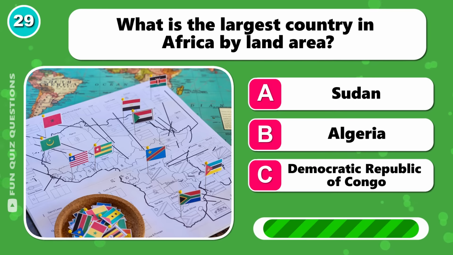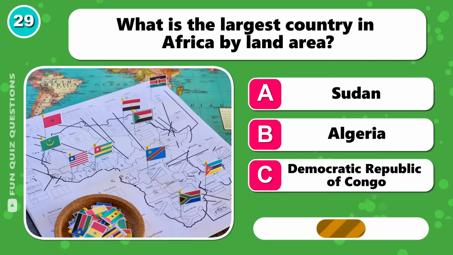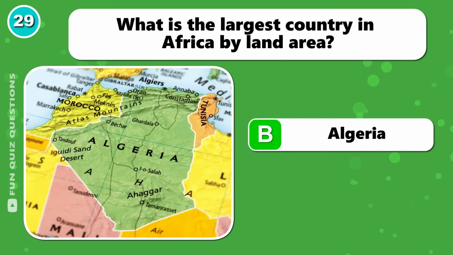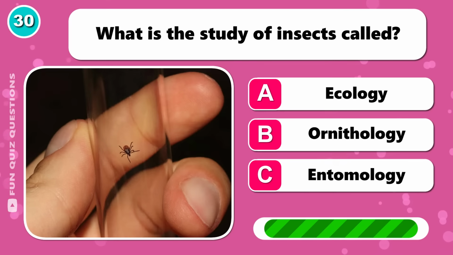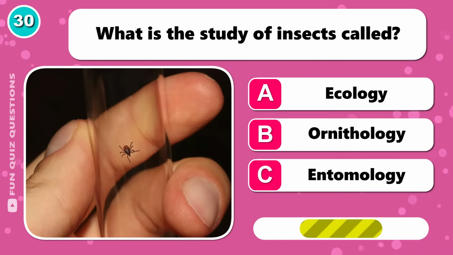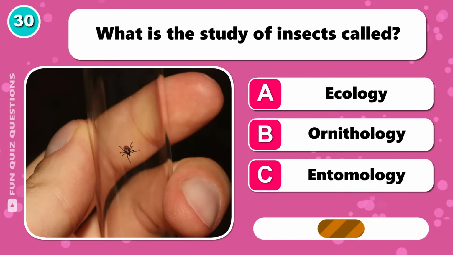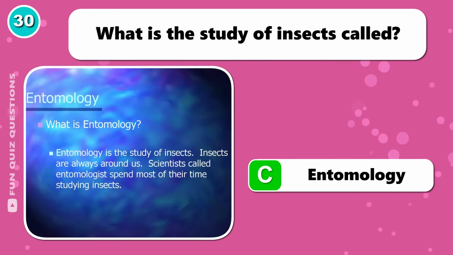What is the largest country in Africa by land area? It's B, Algeria. What is the study of insects called? Yeah, C, entomology.